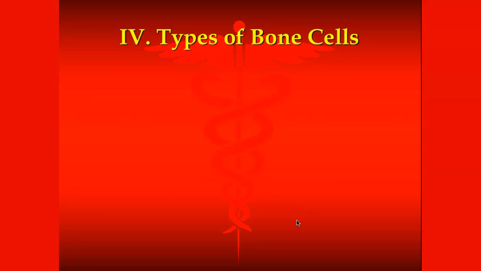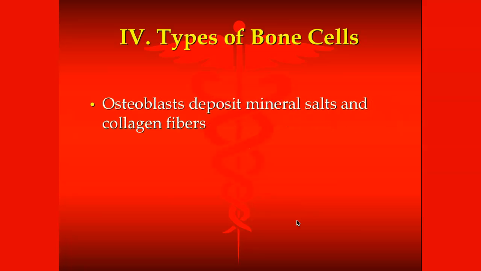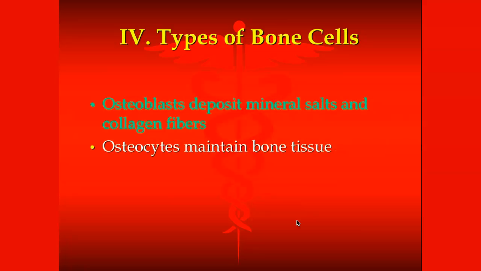So we have three main types of bone cells. The first one is known as an osteoblast, and we're going to talk about each of these a little bit more in depth. But osteoblasts, if we're talking general, deposit mineral salts and collagen fibers. They're going to lay down what we call matrix, and matrix is what forms the basis of bone tissue. So when we talk about creation of bone tissue, it is done by your osteoblasts.